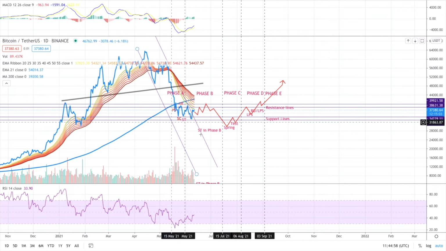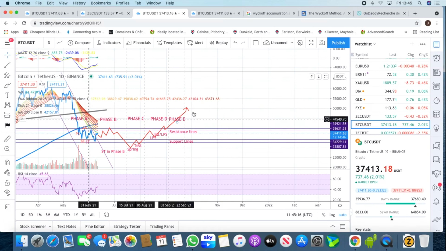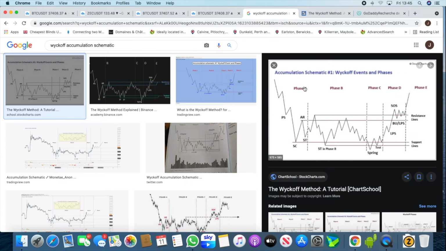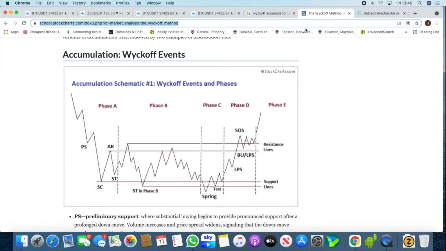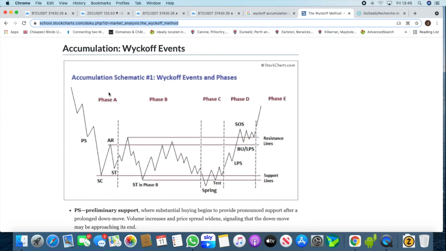He created these schematics. I've drawn in this Wyckoff accumulation schematic on top of the Bitcoin daily chart, and now you can see. In fact, I'm going to show you the schematic here. Is that it? This one we can look at. There we go. So you can see. Okay, so here's his accumulation schematic.